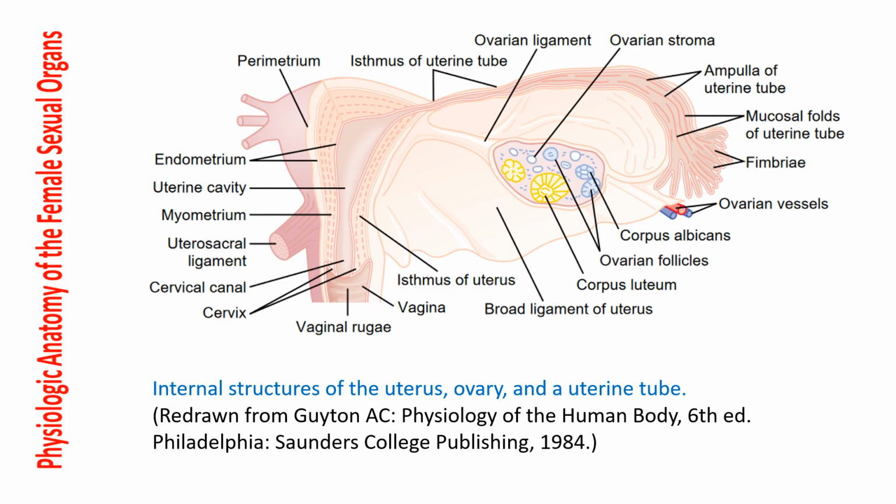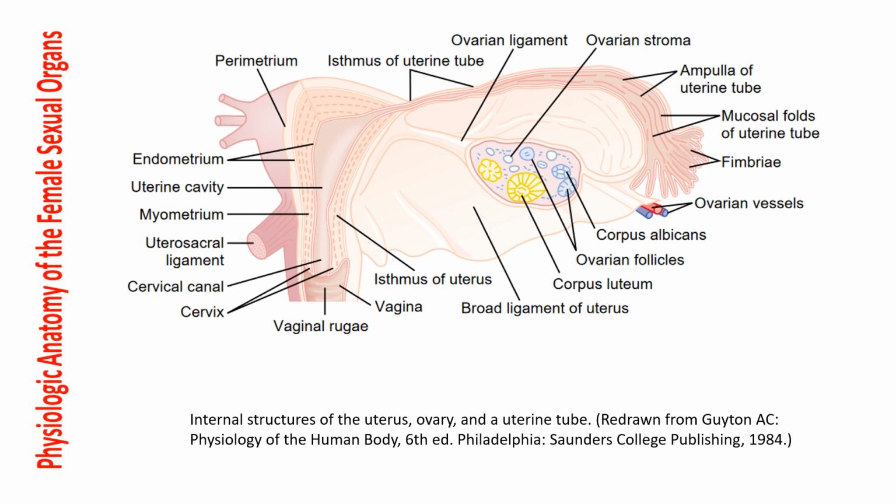Internal structures of the uterus, ovary, and a uterine tube. Reproduction begins with the development of ova in the ovaries. In the middle of each monthly sexual cycle, a single ovum is expelled from an ovarian follicle into the abdominal cavity near the open fimbriated ends of the two fallopian tubes. This ovum then passes through one of the fallopian tubes into the uterus. If it has been fertilized by a sperm, it implants in the uterus, where it develops into a fetus, a placenta, and fetal membranes, and eventually into a baby.